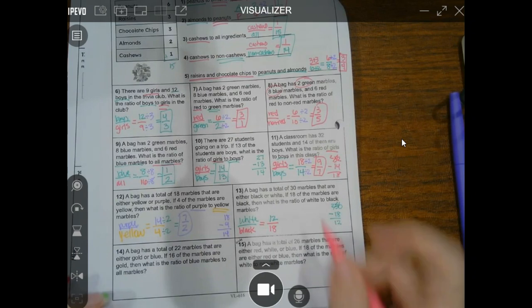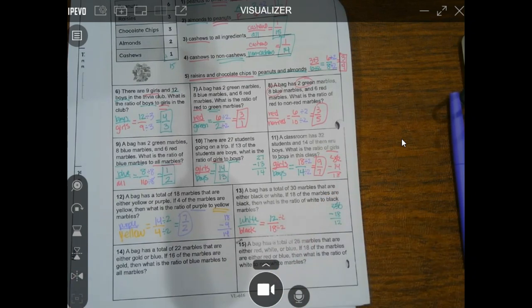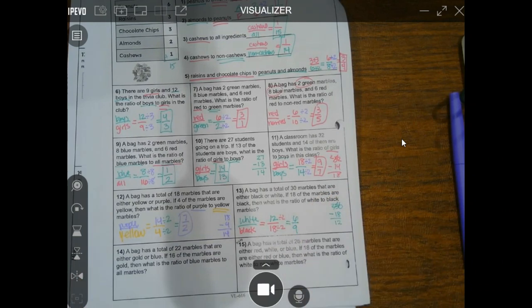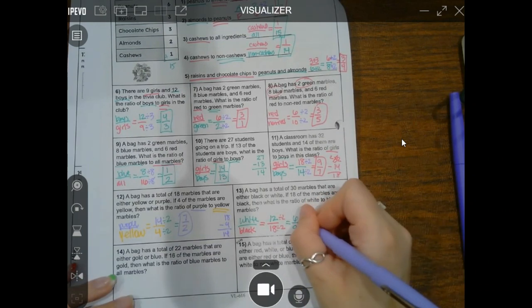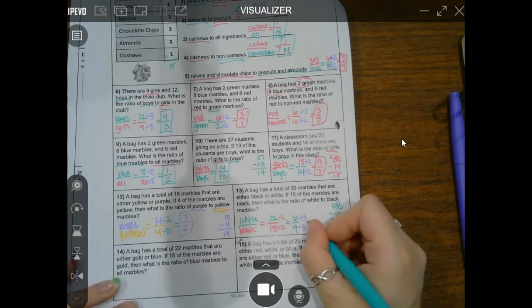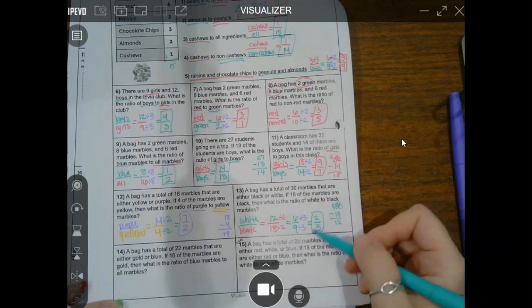Can anything go into that? Yeah, 2 can. And then you get 6/9. And what can go into those? 3 can. And what's your final answer then? Yeah, 2/3.